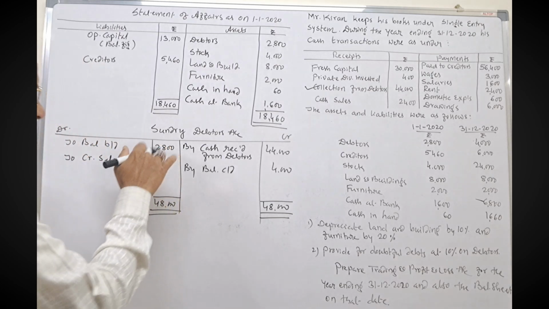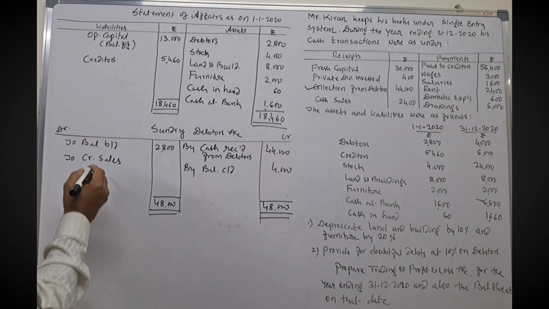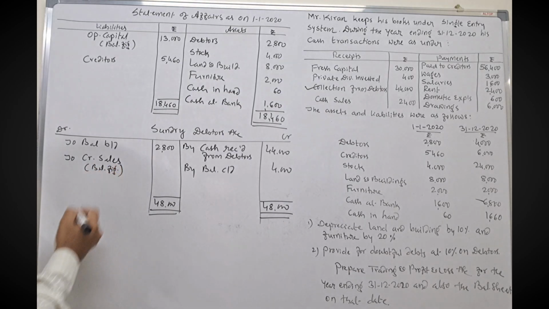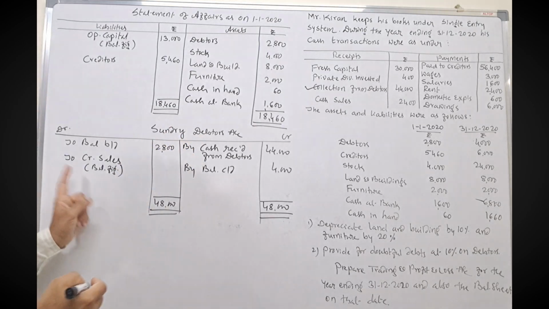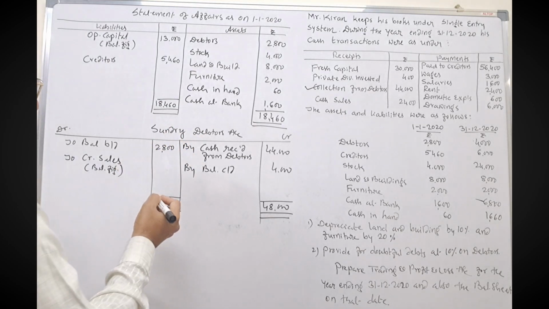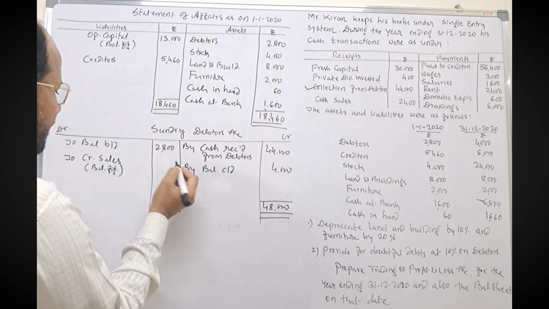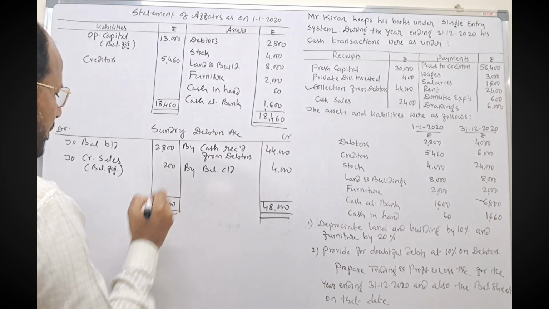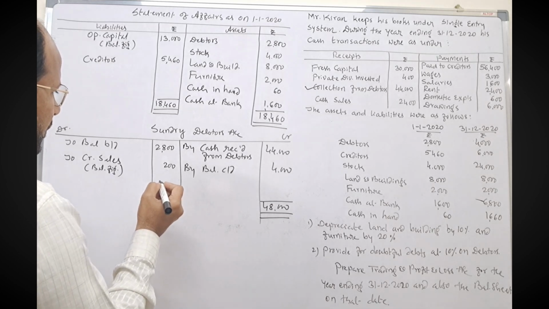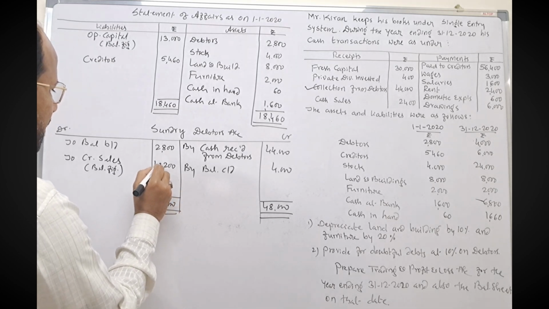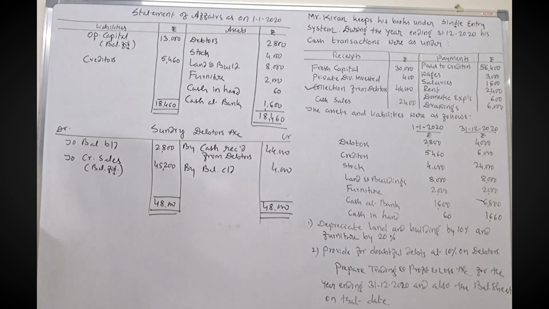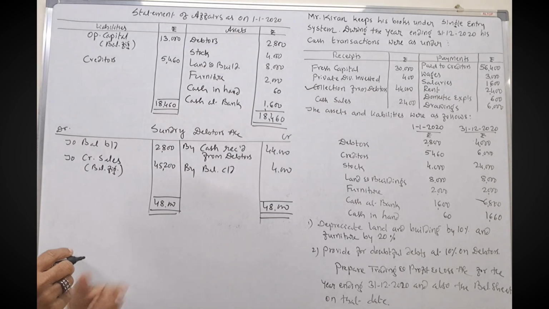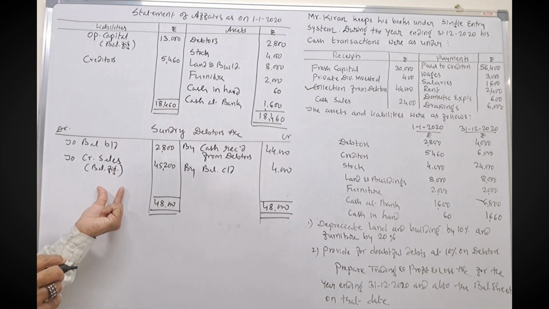Now whatever difference comes, that is nothing but credit sales. This is the balancing figure. We prepared the sundry debtors account in order to find out credit sales. Okay, what is the balancing figure here? 45,200 is the balancing figure. This is the credit sales.